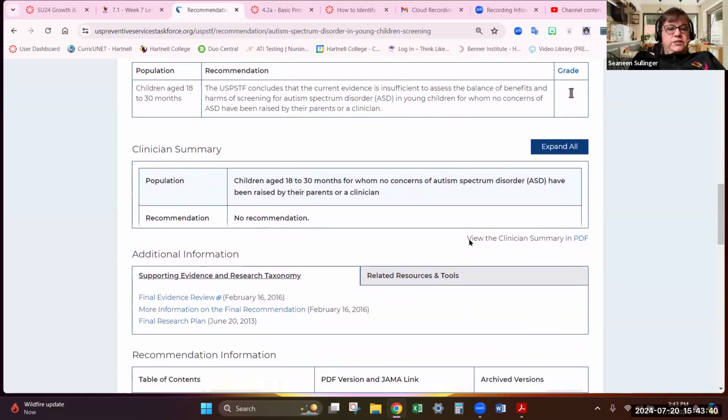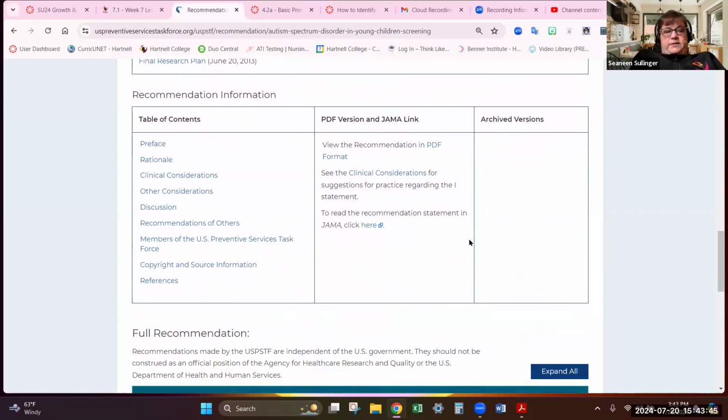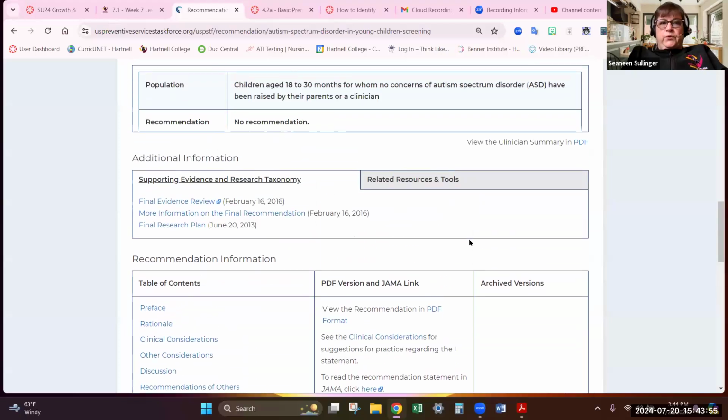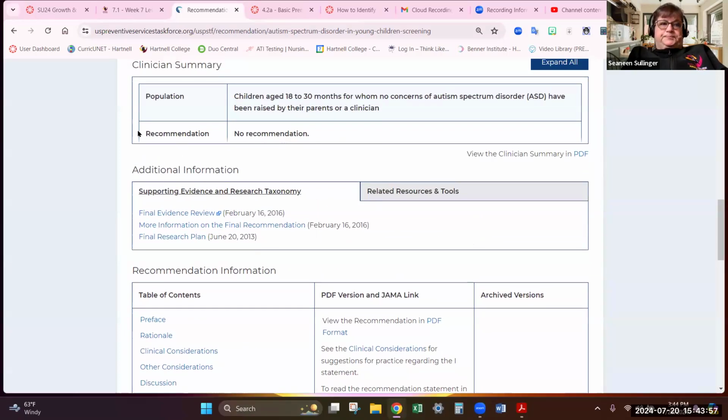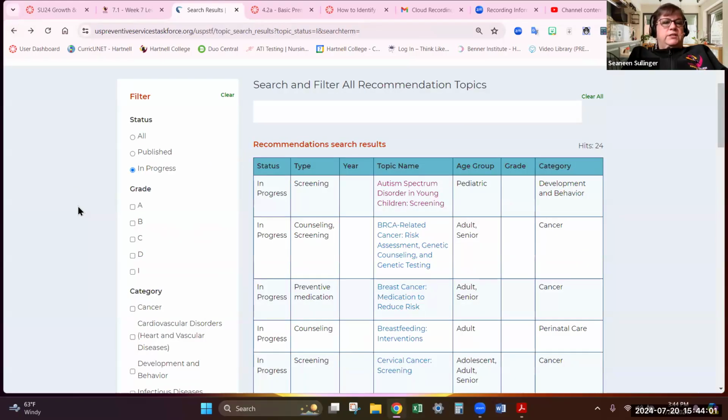So there's no recommendation, but what they might be looking at, it's hard for me to tell, I'd have to sit and read through all this, is that maybe they have it for older children, or maybe the recommendation is to have screening done for children who are at risk. And so that's kind of how you can read through the information here.